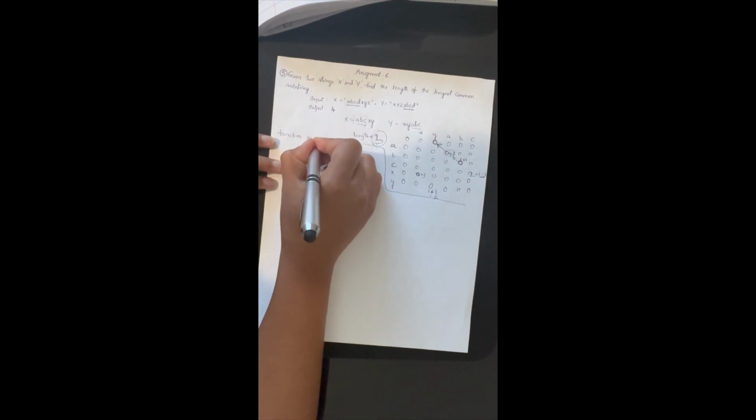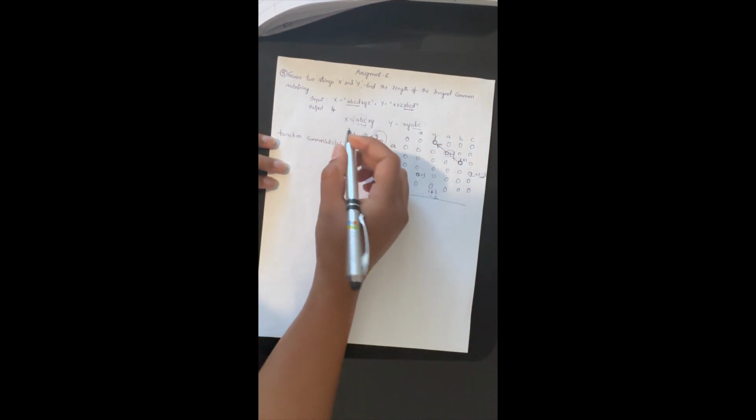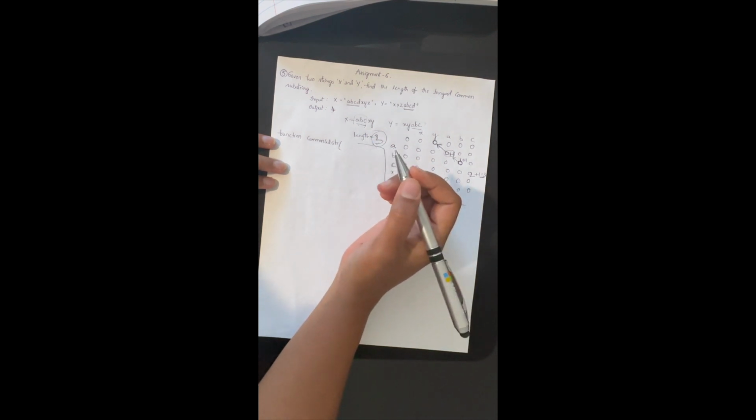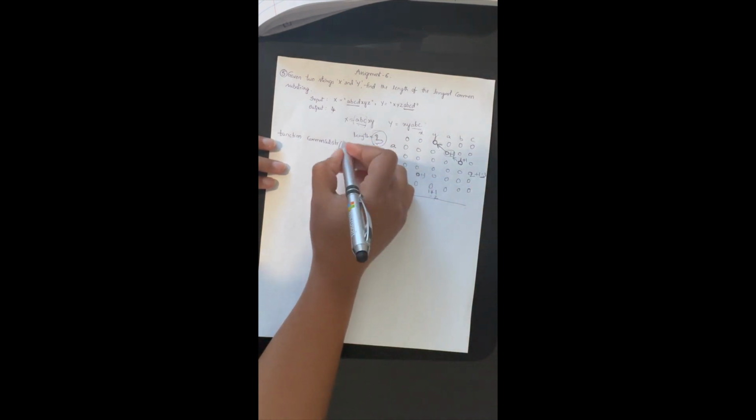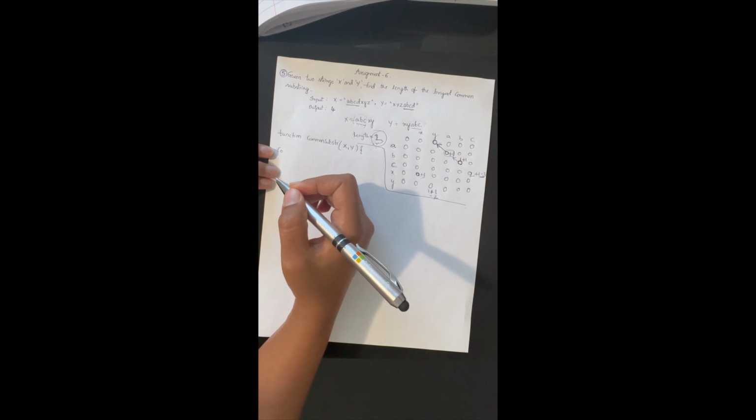So function common substring, it is going to take 2 strings as an argument, x and y. So first we need to make the matrix.